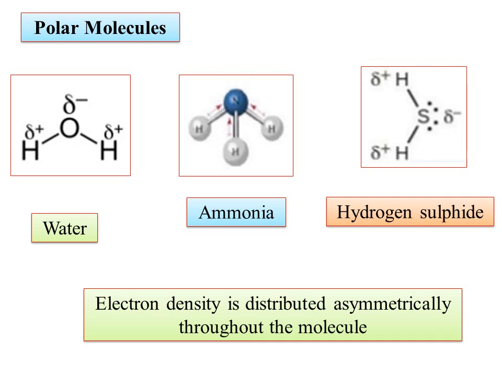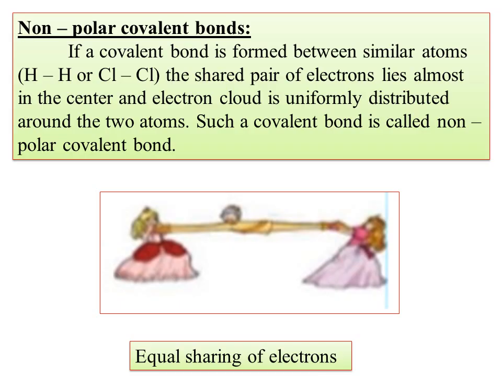For example, water also has two poles. The hydrogen has a positive pole and oxygen has a negative pole. They have not completely detached, but within the molecule a certain form of ionic character has developed. Such molecules we call polar molecules. Similarly, ammonia is also a polar molecule. Hydrogen sulfide is also a polar molecule. The electron density is distributed asymmetrically, not symmetrically, throughout the molecule. Such molecules we call polar molecules.